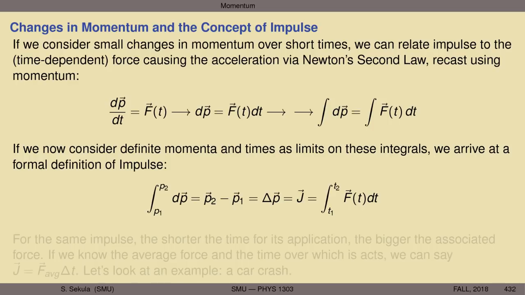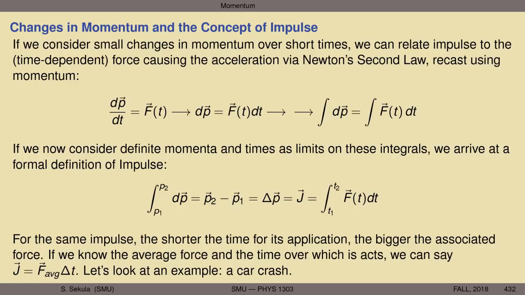But what we learn from this, no matter what, is the bigger the change in momentum over short times, the bigger the force that we're talking about. That can be very bad. If we, for instance, knew the average force and the average time over which it acts, we could say that the impulse on average is just the average force times delta t, the time difference between the two. So without knowing the exact function that describes force as a function of time, let's take a look at an example, a car accident. This is a very human example of something that can happen involving a change in momentum. And as a result, it's very interesting to look at the risks to a human being under the conditions of such changes in momentum.